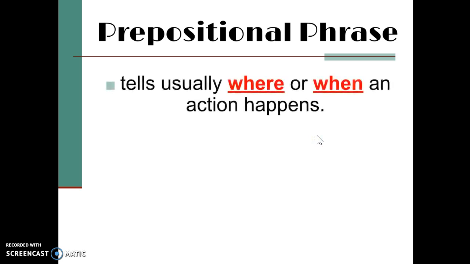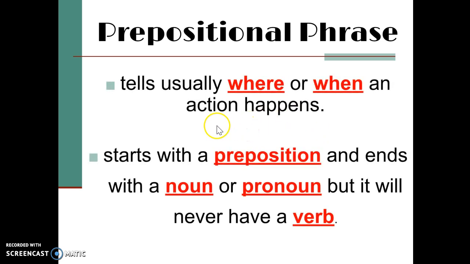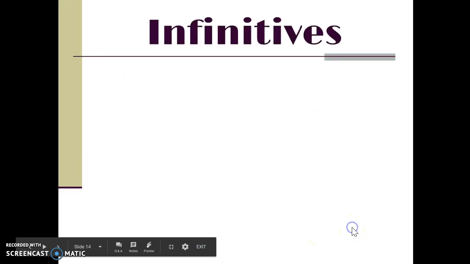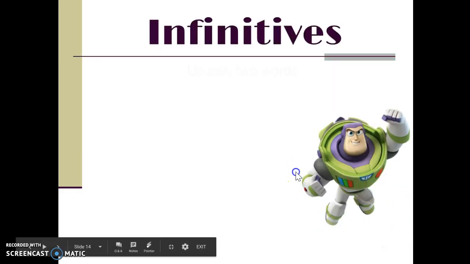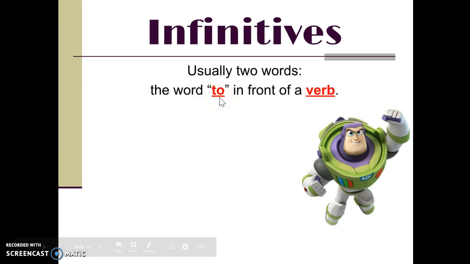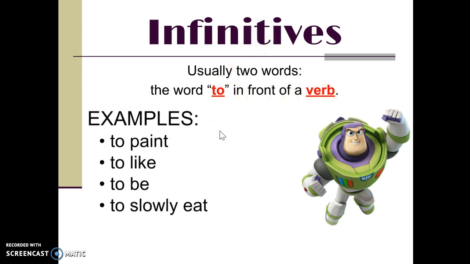It tells where or when an action happens, and they start with a preposition, end with a noun or a pronoun, and our number 1 rule about prepositional phrases is they never have a verb in them, which leads us to an infinitive. Infinitives can be kind of tricky because they start with words that look like prepositions. To followed by a noun is a prepositional phrase. To followed by a verb is an infinitive. So some examples are to paint, to like, to be, to eat. Those are all verbs.